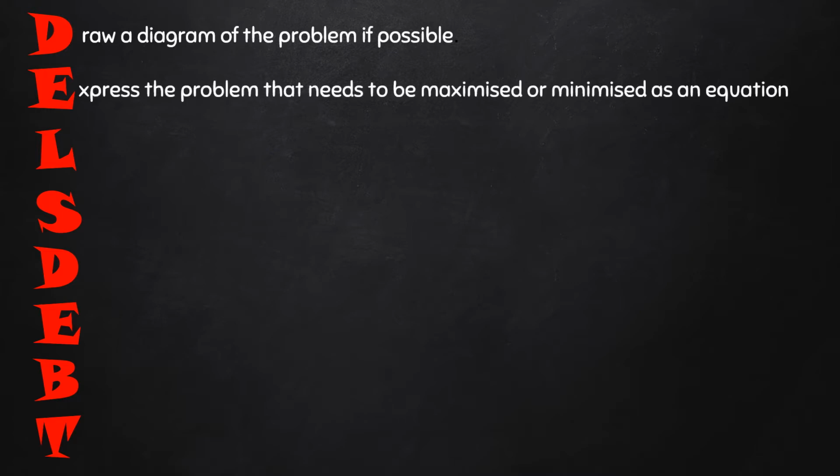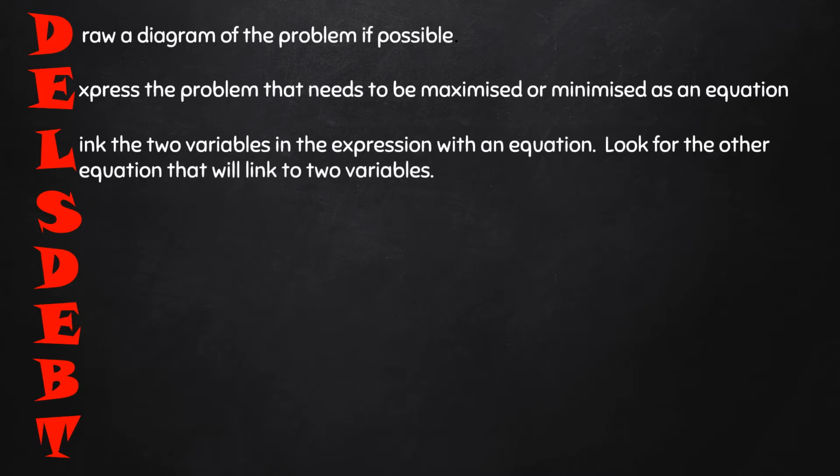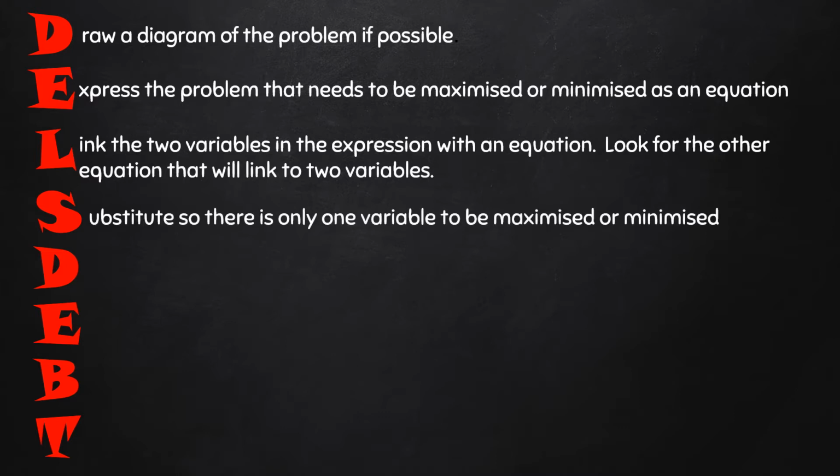So the first D stands for draw a diagram of the problem if possible. Sometimes it's not, and sometimes they give a diagram to you. E for express a problem that needs to be maximized or minimized as an equation. L: link the two variables in the expression, and we're looking for another equation that will link these two variables together. S for substitute, so we've only got one variable to be able to differentiate it.